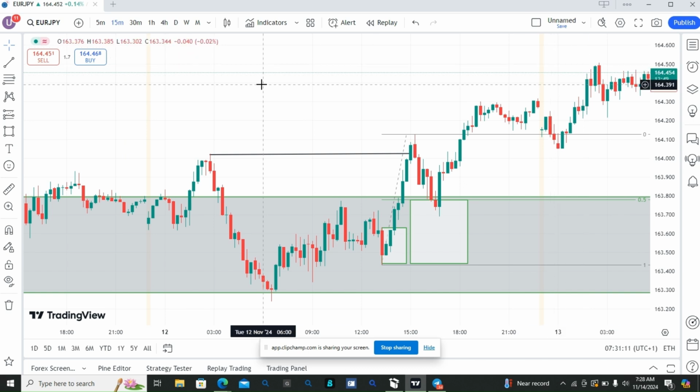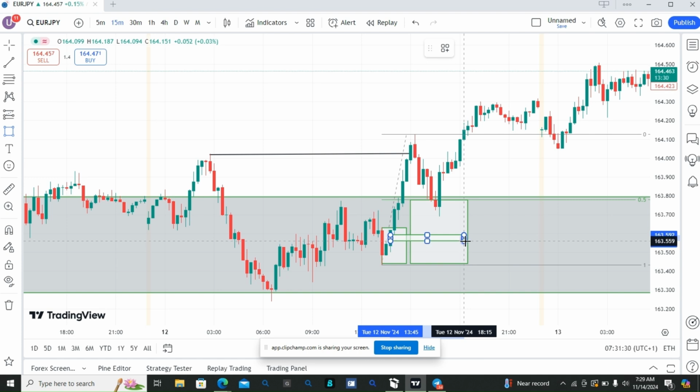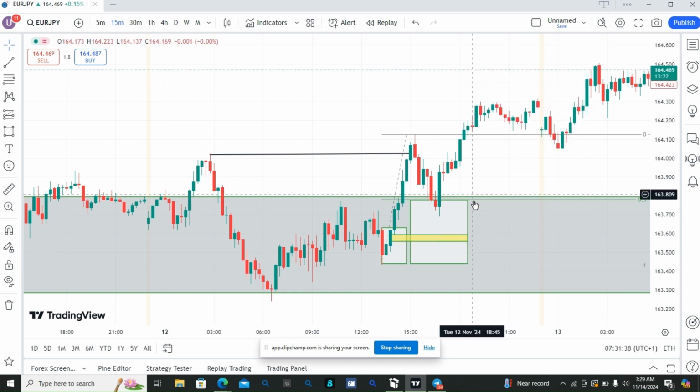So let's highlight our fair value gap. So this is our fair value gap, the distance between this green candle and this one. Okay, that is our fair value gap. I think we are seeing it. I will use another color to mark this fair value gap. Let me shade it with another color. Okay. Now, what again do you notice?